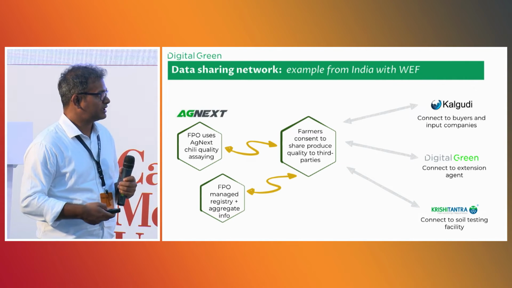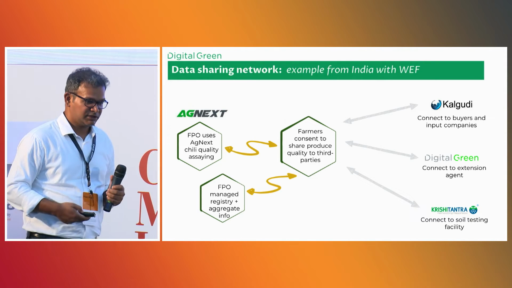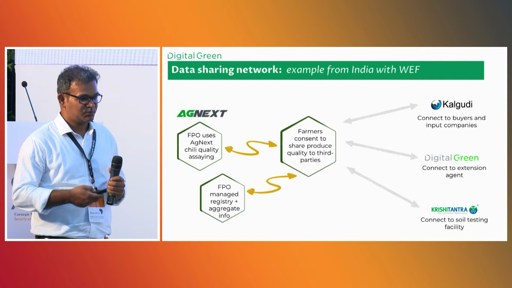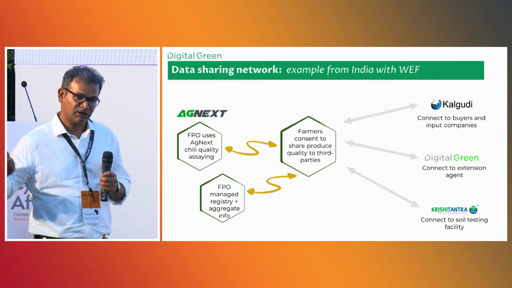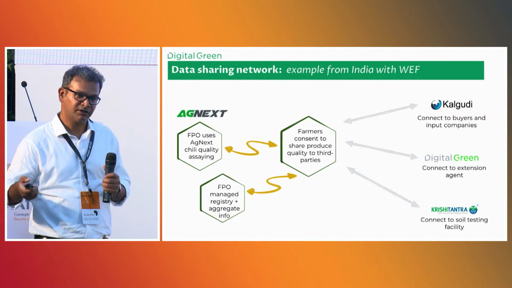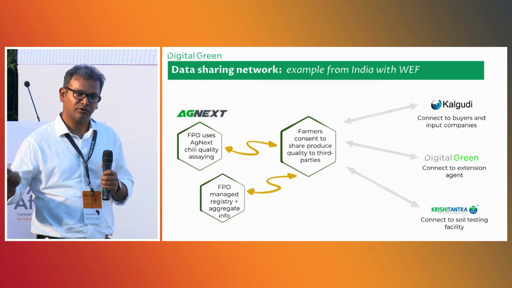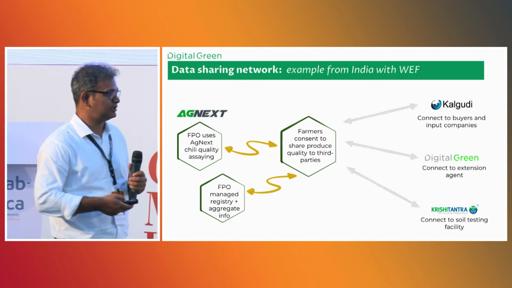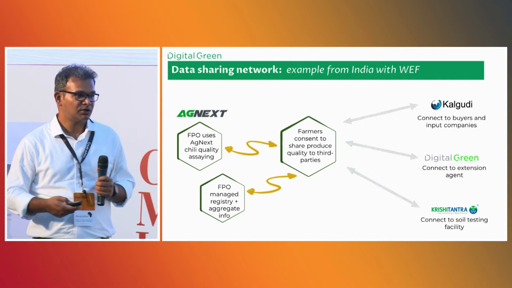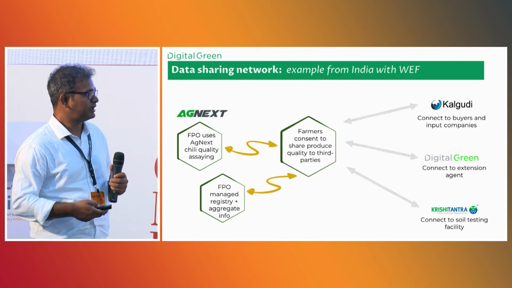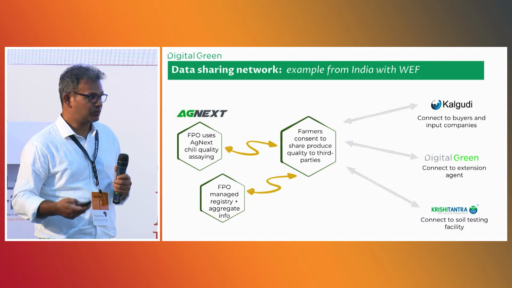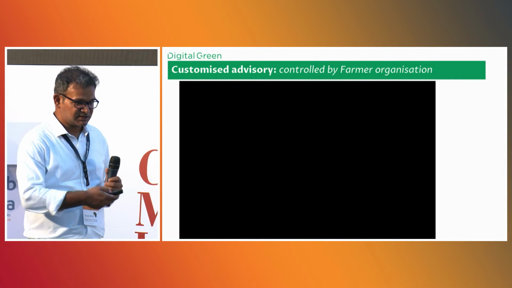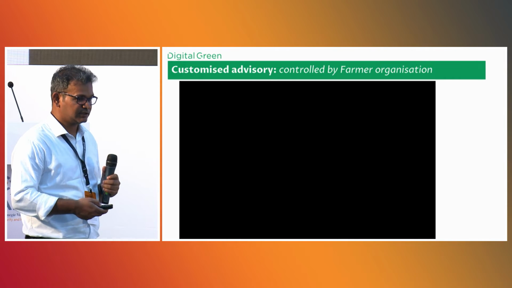This is a live example of a data sharing network in India, where FPO stands for Farmer Producer Organizations. So a Farmer Producer Organization is the local community where they use a company's grading machine to assess the quality grade of the produce of the farmers. The community manages a registry and aggregates information, and the farmers give the consent whether to give this data or not to various service providers, which includes market side or advisory or also soil testing. And this is one example of customized advisory that's controlled by farmer organizations.